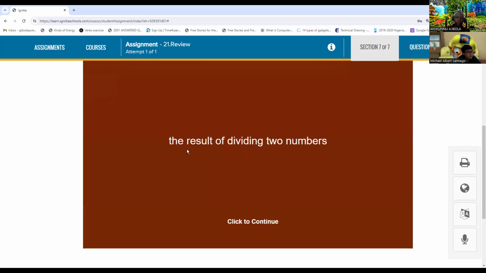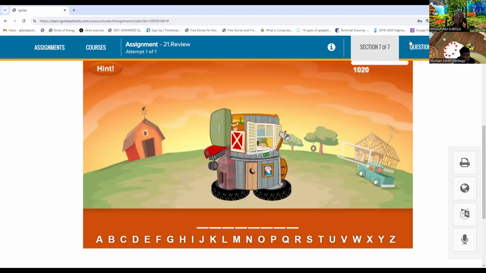So the result of dividing two numbers is called what? Quotient. Quotient, that's correct. So let's do this. We want quotient, Q-U-O-T-I-E-N-T.